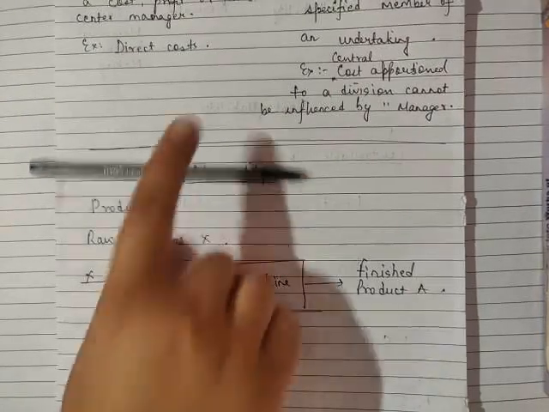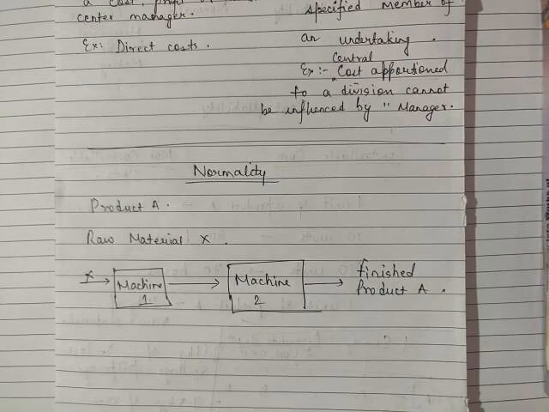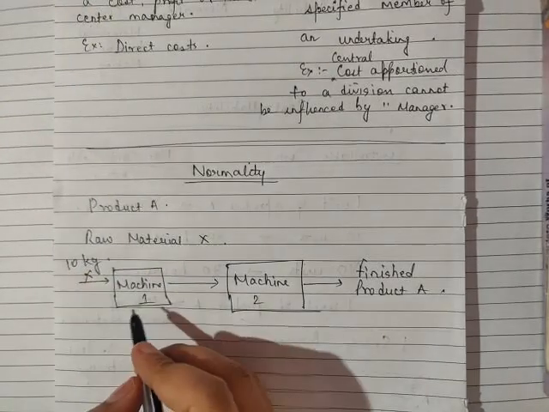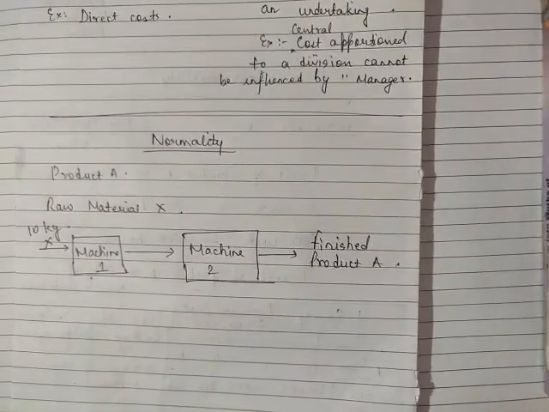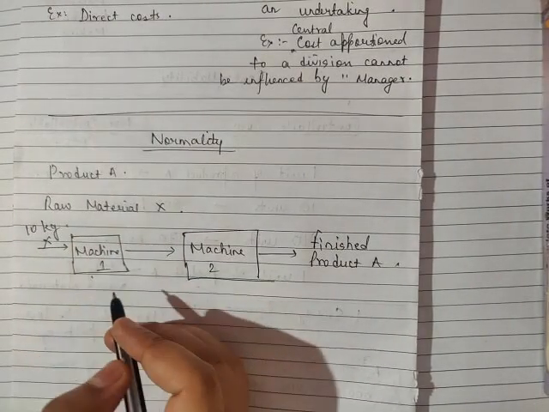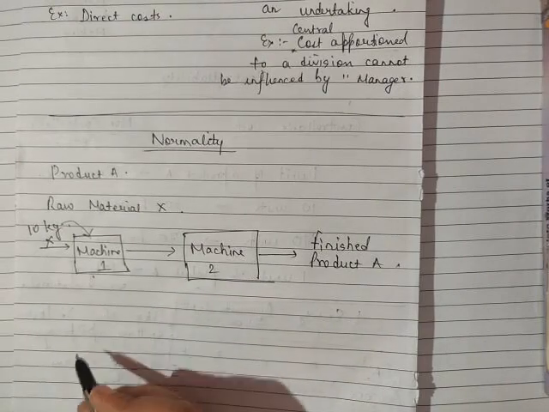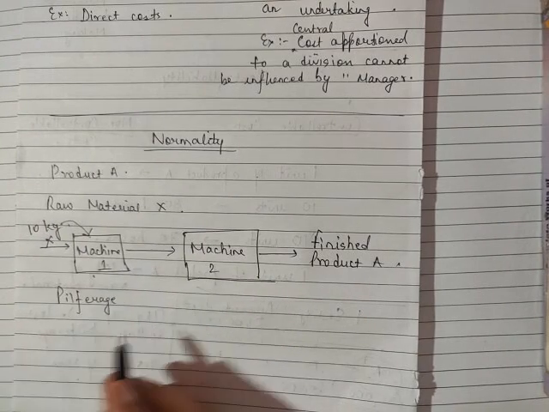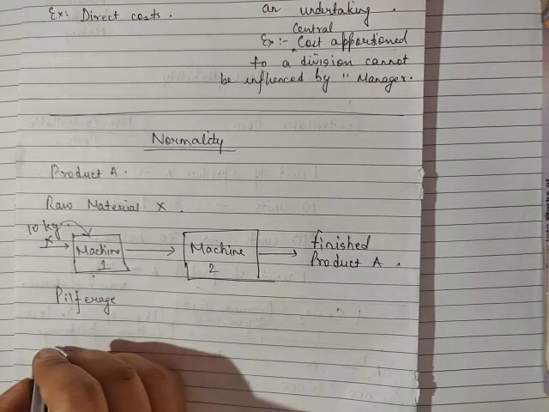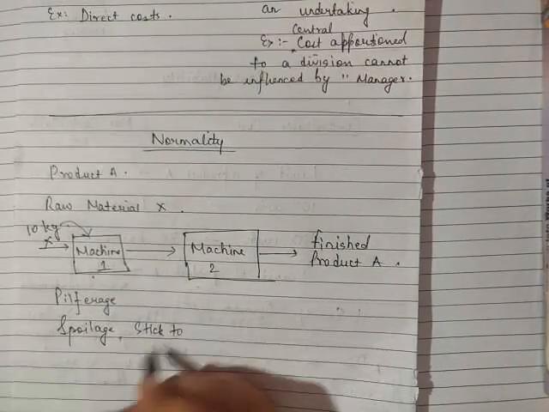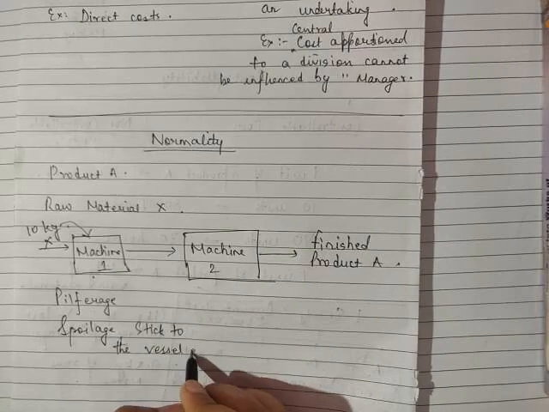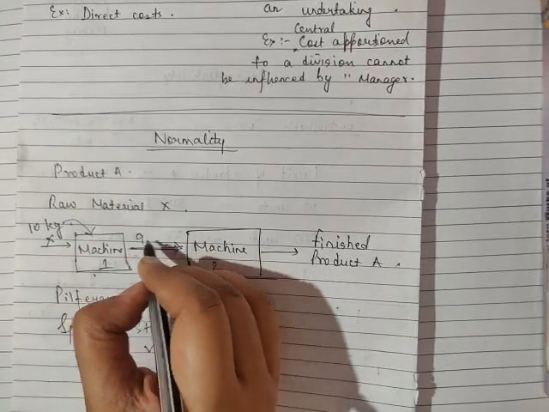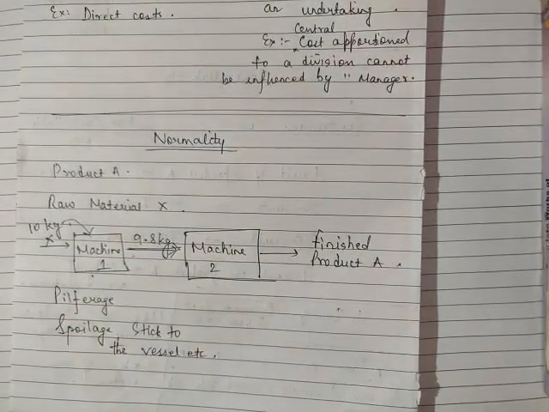Now, when product X passes through machine 1 and then through machine 2, say if we have put in 10 kg of material X in machine 1, then some of the raw material will stick to the machine. While pouring the material into the machine, there might be some pilferage, some material might get spoiled, they stick to the vessel, etc., because of which the output of machine 1 might contain, say, only 9.8 kg of material X.